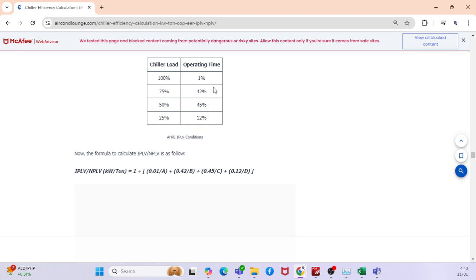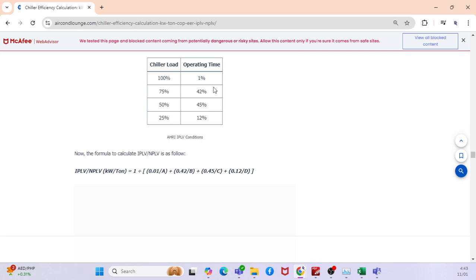Let me go through the recording again. One minute, I will tell you. Say for example you have a 1,000 kilowatt chiller, a 1,000 kilowatt building load. This building load is calculated based on what? Based on the peak condition, right?